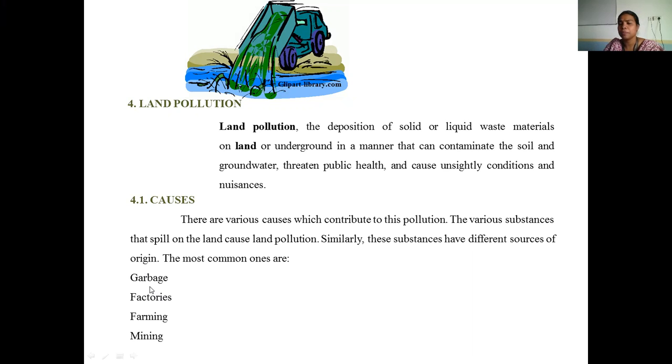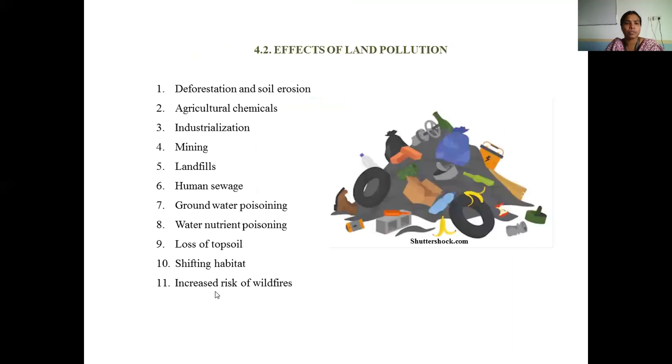From garbage is the first one. Factory, that is the waste where they are dumping. Then from farming, agricultural farming, mining, electronic waste, agricultural waste, municipal waste. So waste can be divided into different types based on the outlet where they are expelled. Then the effects of land pollution: deforestation and soil erosion happen.